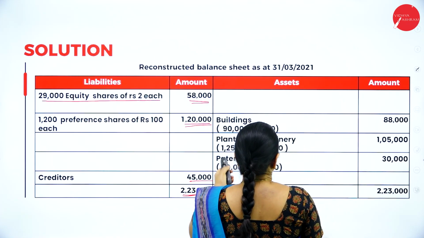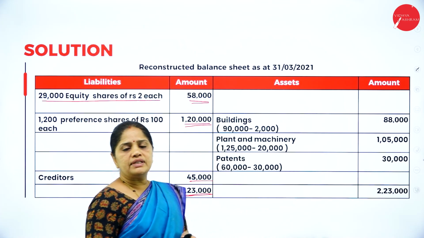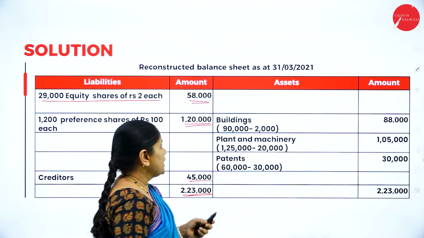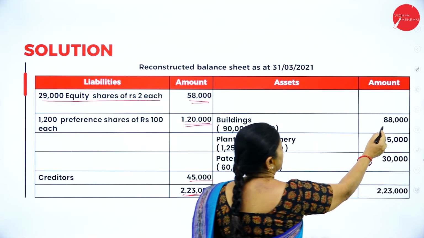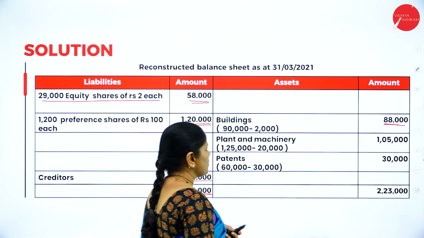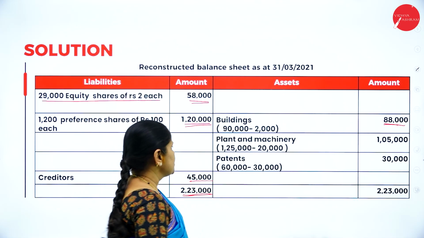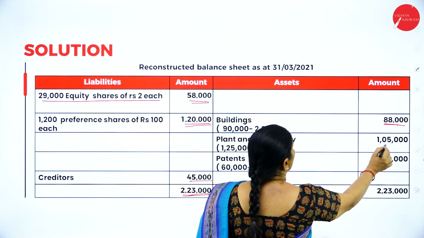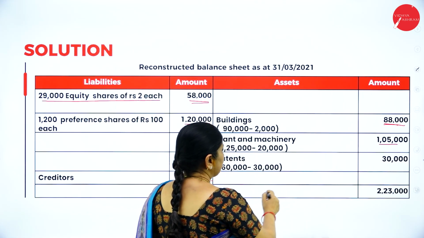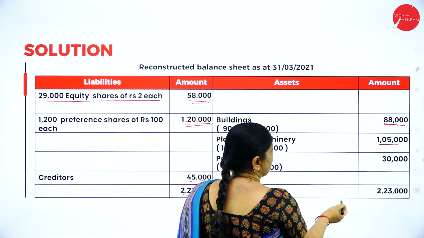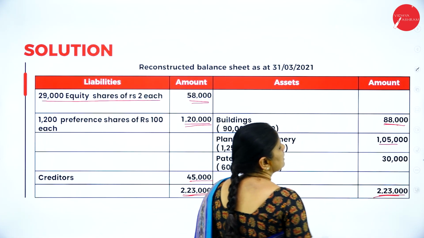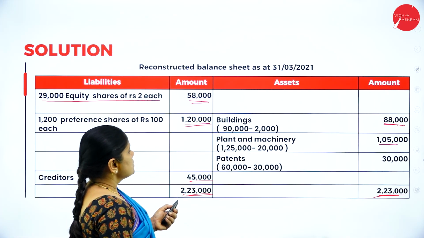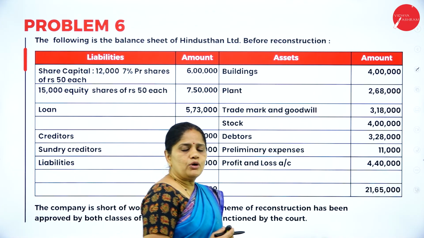So the total comes up to 2,23,000. Now here we have to write off the buildings. So the buildings value is 90,000. So 90,000 minus 2,000, it is 88,000. Then plant and machinery 1,25,000 minus 20,000, 1,05,000. Patents 60,000 minus 30,000, 30,000. So the total comes up to 2,23,000. So we have one more problem here.